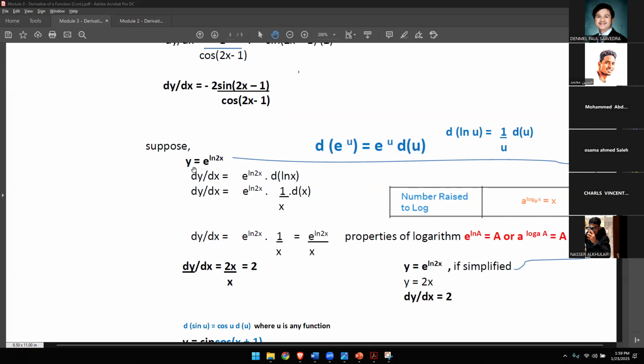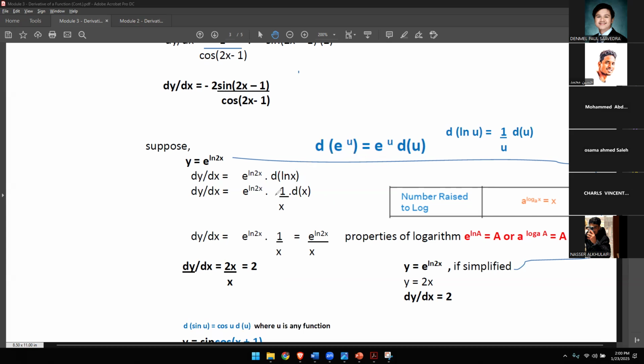So we have here y is equal to e raised to ln 2x. So we can use again this formula. We have the e, we have the u, which is ln 2x. So e is e, u is ln of 2x. It's still the same. And then the derivative of your u, which is ln x.